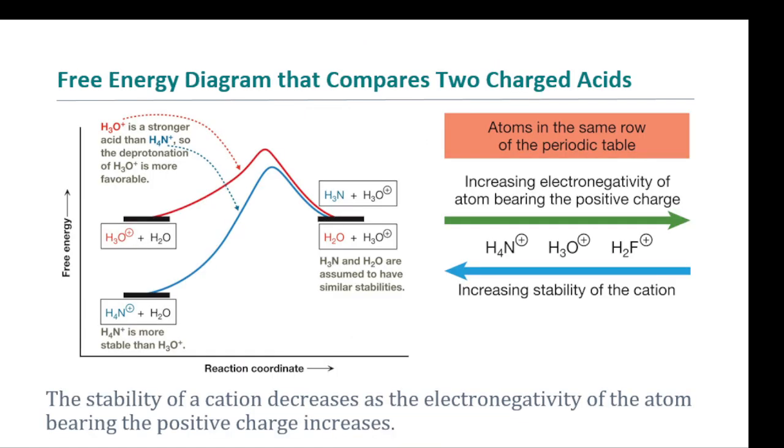Okay, so for atoms in the same row of the periodic table, increasing the electronegativity of the atom bearing a positive charge is going to decrease the stability of the cation. And so the stability of the cation decreases as the electronegativity of the atom bearing the positive charge increases. Another way of saying that is, again, it's something that would have taken electrons very easily, and so it gaining a positive charge is going to mean it takes electrons even better, right? Yeah.